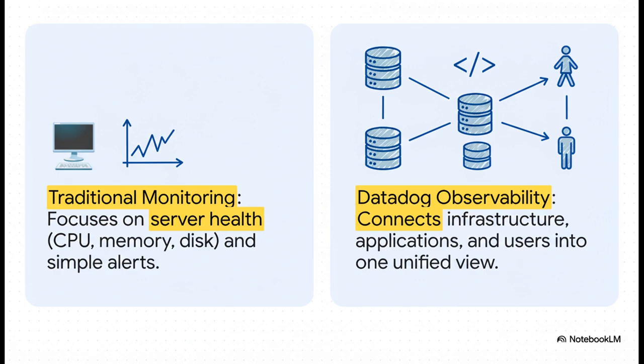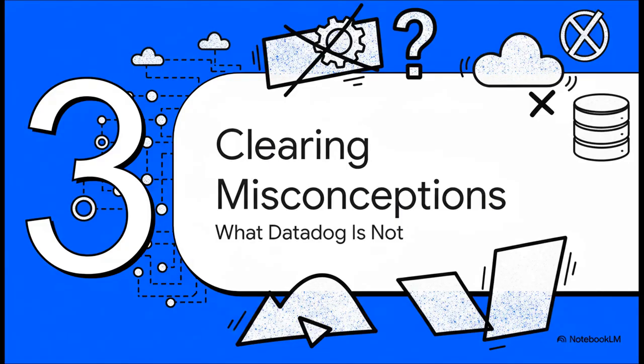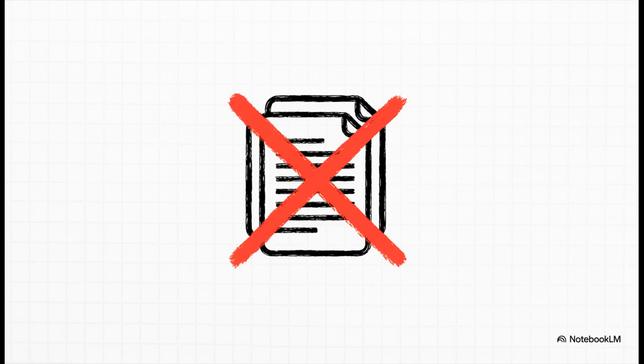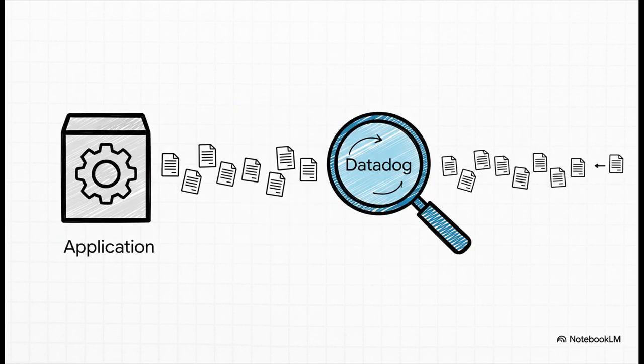It's the whole picture. Now, because Datadog does so much, there are a few myths that have popped up about what it is and what it does. So let's just do a quick lightning round and clear those up. So the first myth is this idea that you have to rip out your entire existing logging setup and replace it with Datadog. But that's not how it works at all. Datadog isn't a logging library, it's a collector. Your app keeps generating logs exactly the way it does now. Datadog just plugs in, gathers them all up, and makes them searchable and useful.